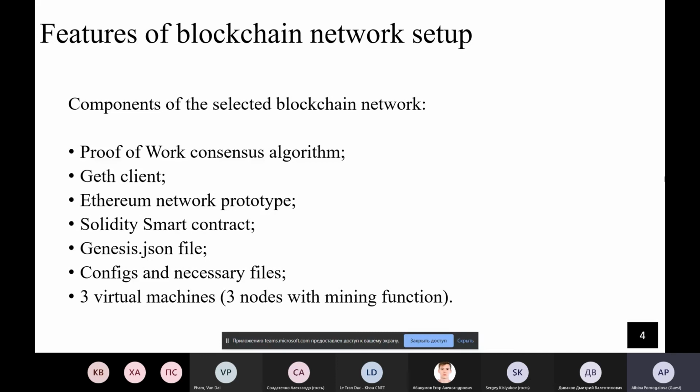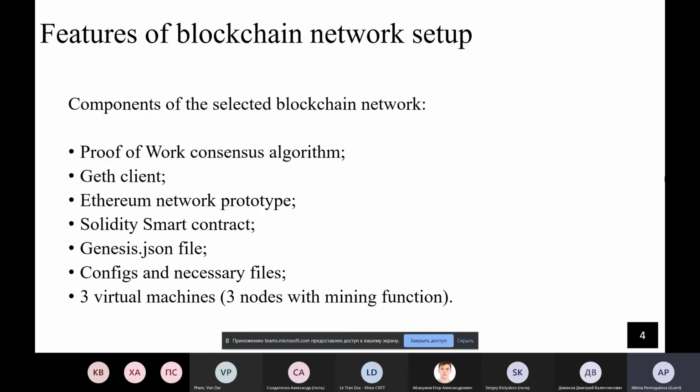So we decided to use Geth client because it's very easy to set up, we have worked with this client, and it's pretty functional. Geth client is the Ethereum network prototype and it's quite easy to set up and use. We have quite many utilities and special tools we can use.